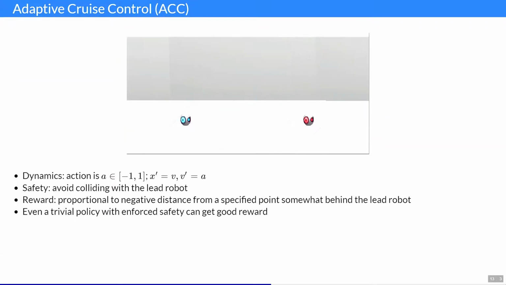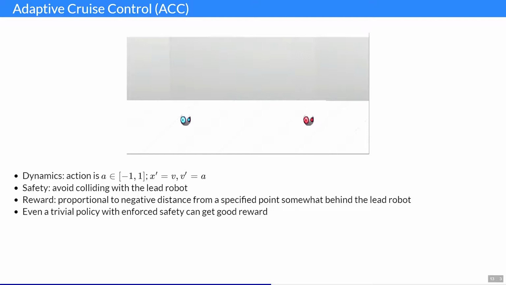The next environment is the adaptive cruise control one that we've seen before, where the action is to set the acceleration of the follower robot. The safety constraint is that it must avoid colliding with the lead robot, and the reward is proportional to the negative distance from a point that is close to the lead robot but slightly behind it, which is set up as the ideal point to maintain for cruise control.